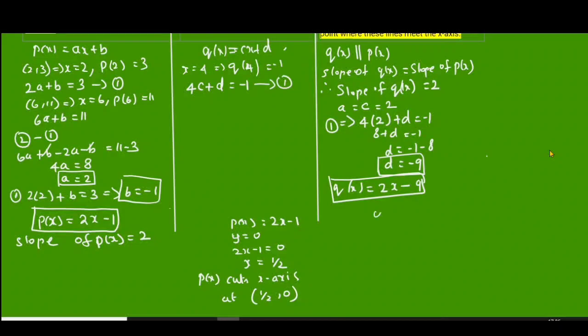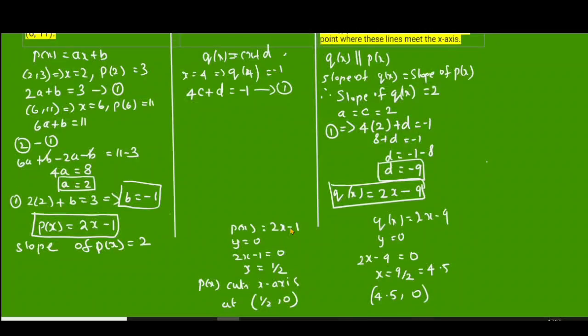In the same way, Q of x is equal to 2x minus 9, and y equal to 0 gives the x-axis point. 2x minus 9 is equal to 0. X is equal to 9 by 2, which is nothing but 4.5. So it cuts the x-axis at 4.5 comma 0 or 9 by 2 comma 0. So the x-axis point of P of x is 1 by 2 comma 0, and of Q of x is 4.5 comma 0, or else 9 by 2 comma 0.